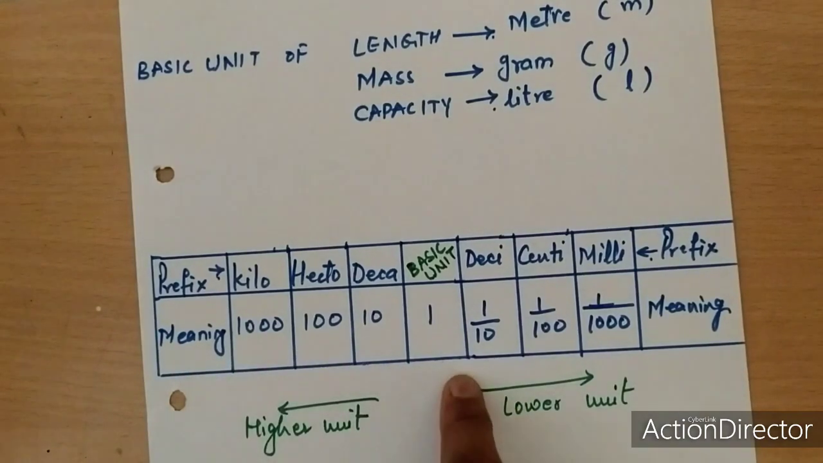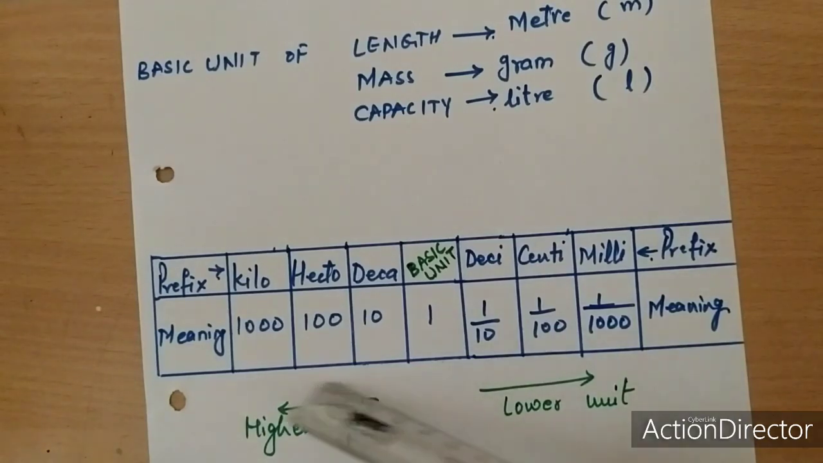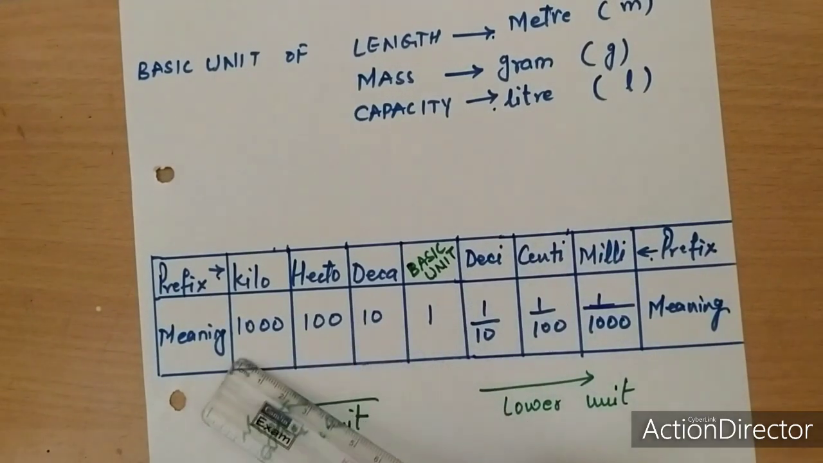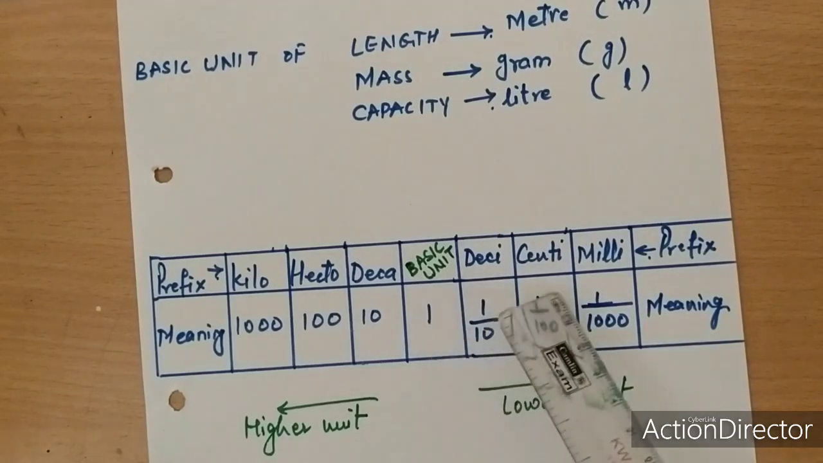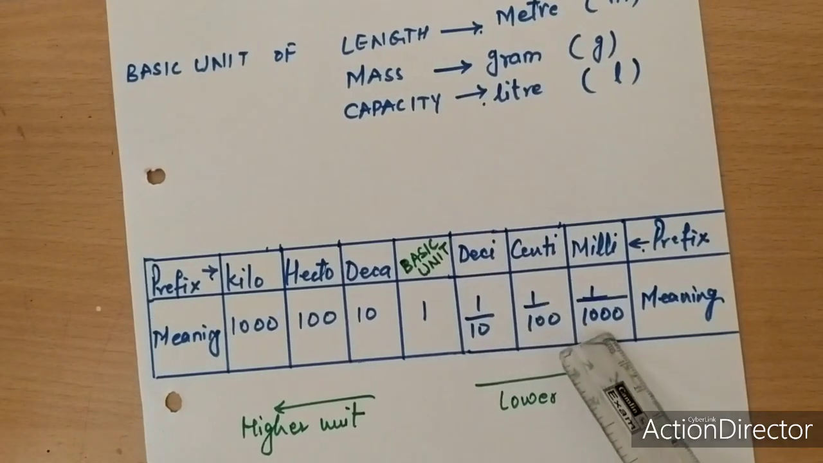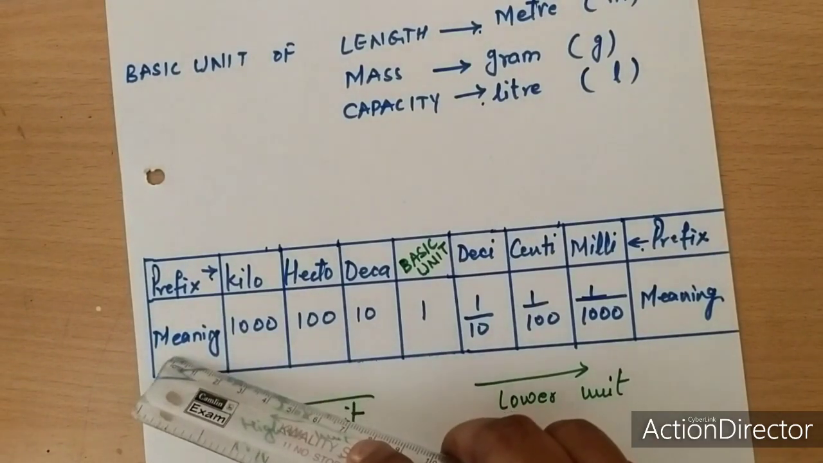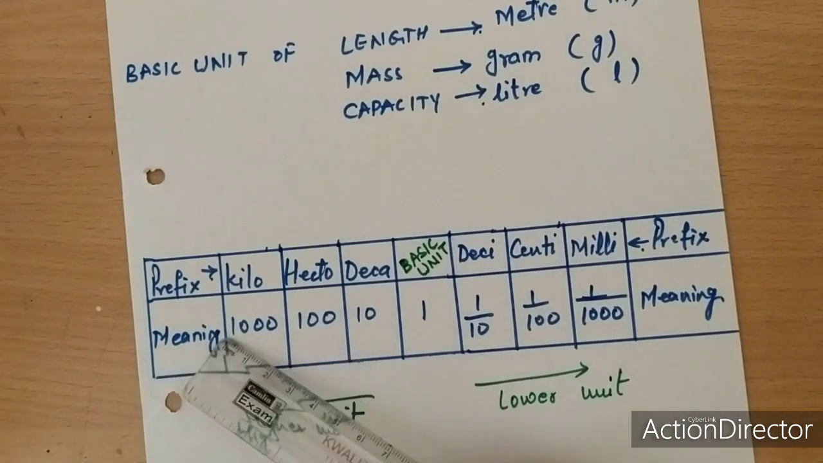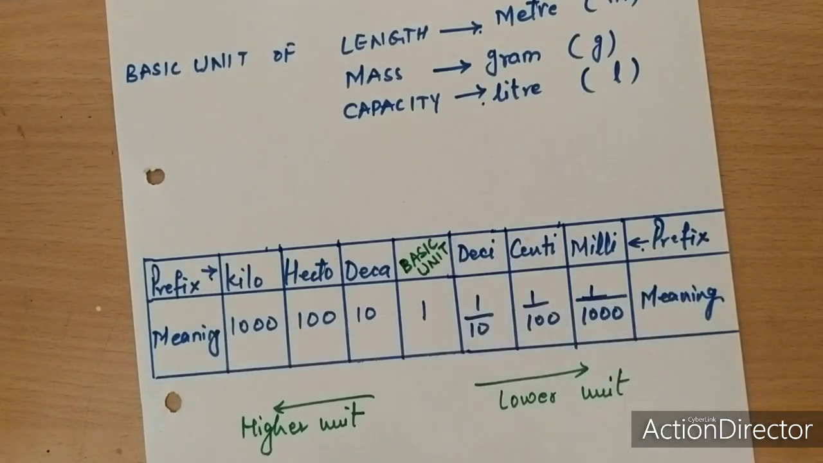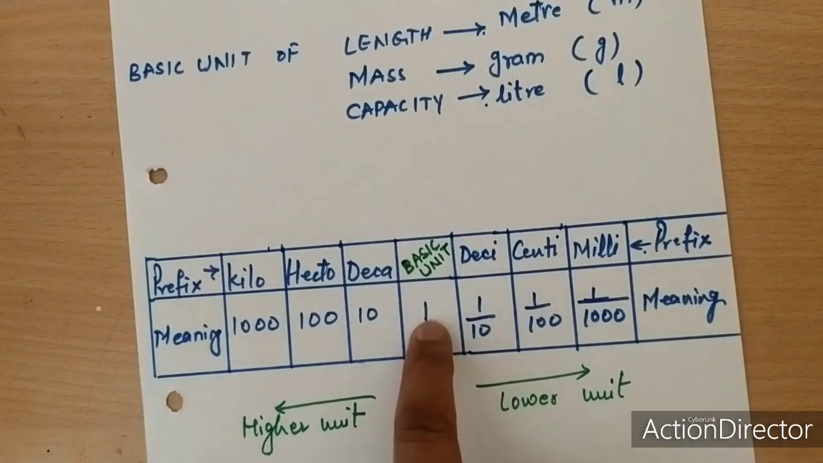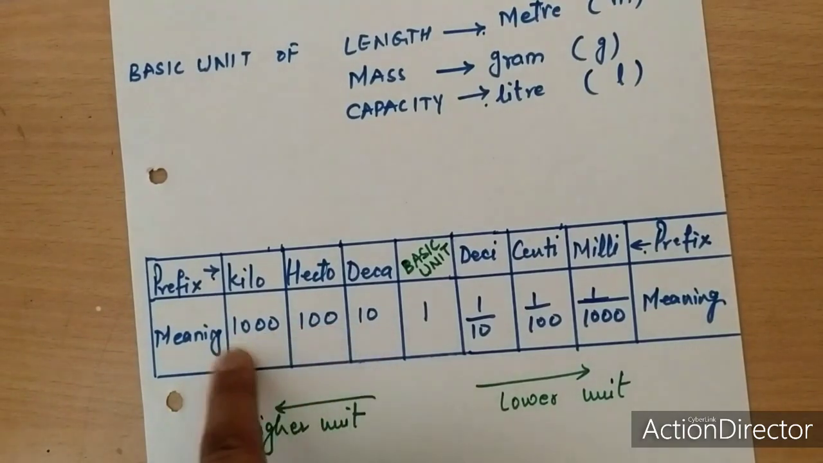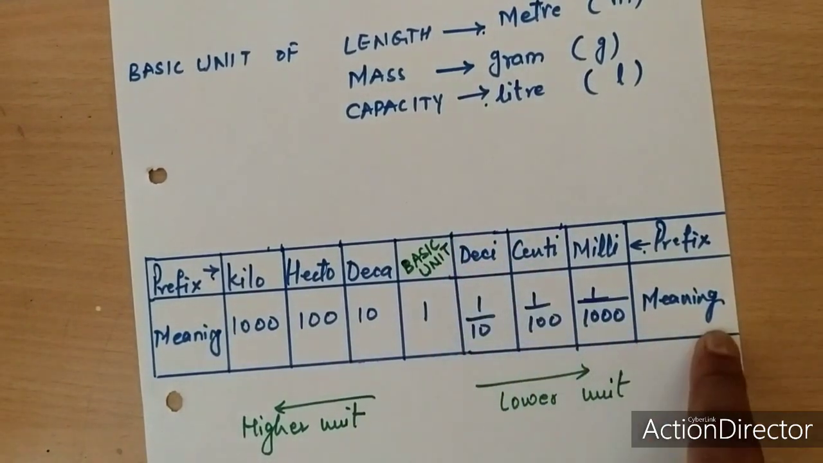In short, we can say every step towards the higher side increases 10 times and towards the right side it decreases by 1 by 10 times. 1 by 10 again decreases by 1 by 10, again decreases by 1 by 10. This side increases 10 times. That means every step increases by 10 times and decreases by 1 by 10 times. Okay, this is the important part. Once again, the basic unit is at the ones place. Towards my left side it increases 10 times, towards my right side it decreases by 1 by 10 times.